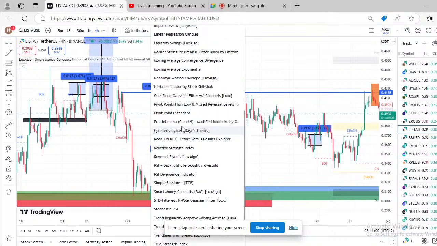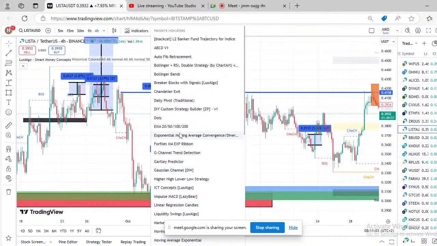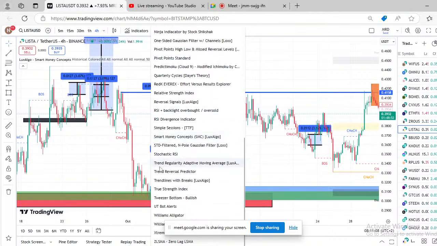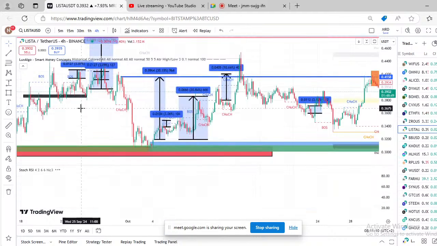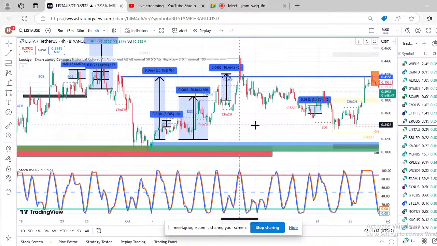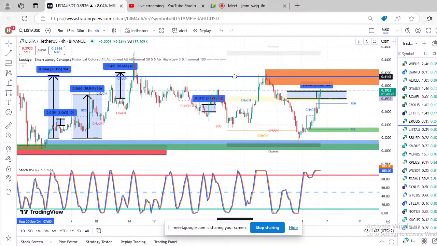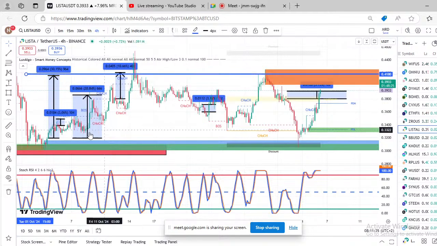I'm looking for RSI. Stochastic. Okay, so we are going to combine the two indicators, whereby we have the smart money concept, and again we have the stochastic RSI. So let us first look at the settings of stochastic RSI.